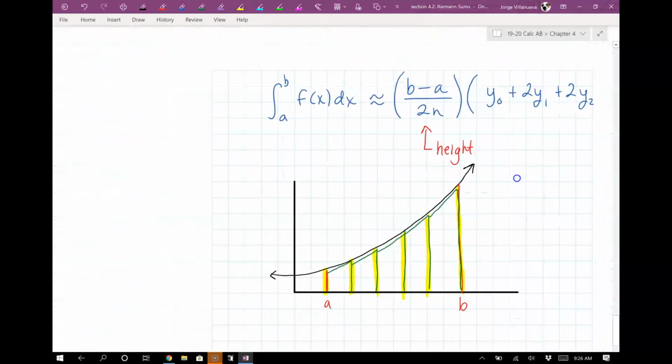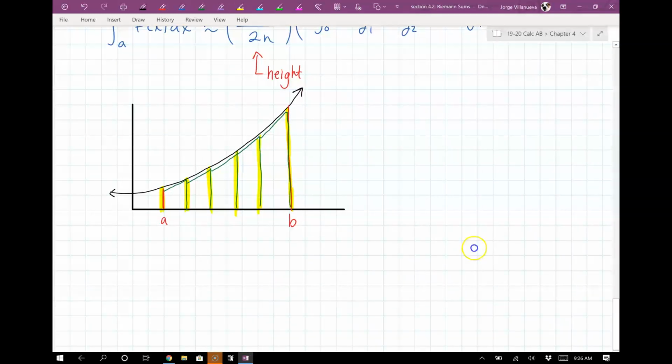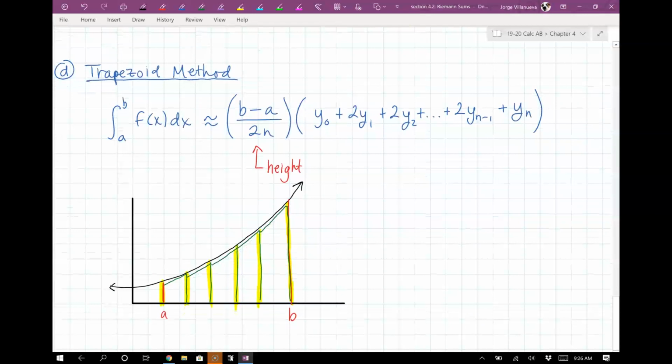Does it make sense why the heights at the very far left and the very far right, look at your equation, y sub 0, y sub n, but all the heights in the middle, they get touched how many times? Twice. You notice how the equation says that all the middle heights have to be doubled? Because they're being used twice. But the edges are only used once.